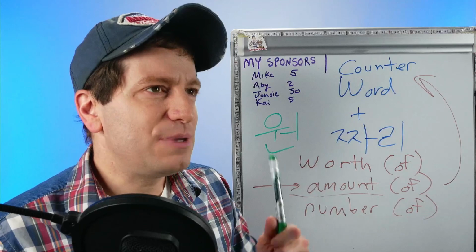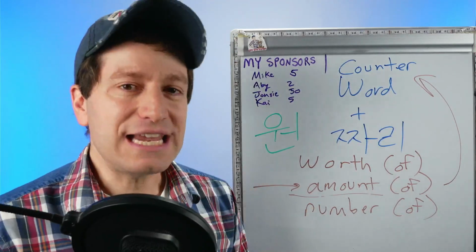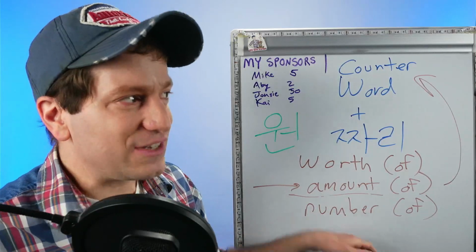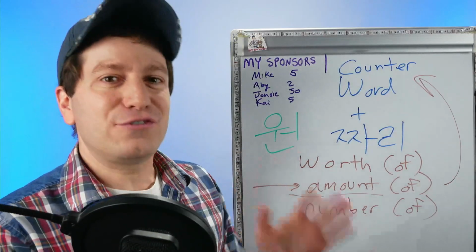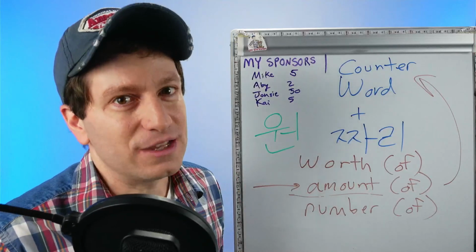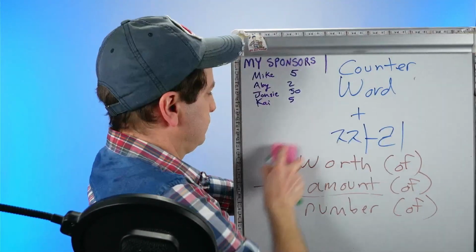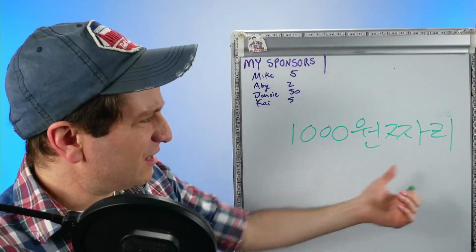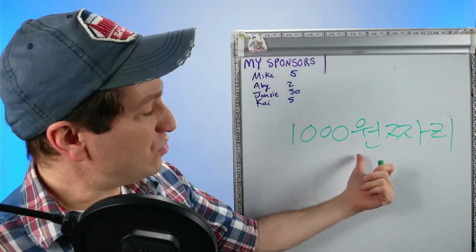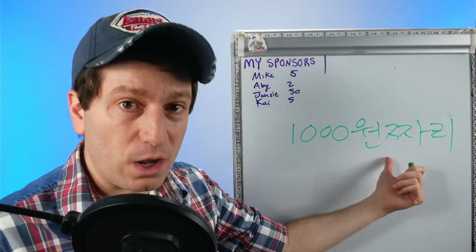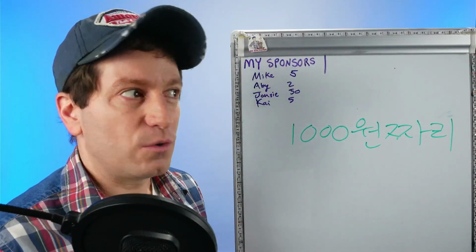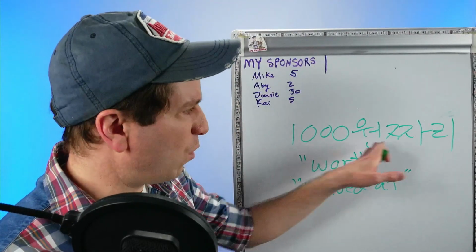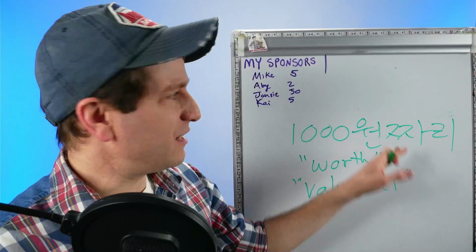But what makes jjeori a bit complicated is that the translation of jjeori is almost never worth or amount or number. It'll have a different translation for every single counter that it's used with. Let me give you a really quick example. 1,000 won jjeori, 1,000 won amount, something worth 1,000 won. When you use this jjeori with the counter one, the most common way to translate it, or one common way to translate it, is either just worth, like 1,000 won worth, or valued at 1,000 won.